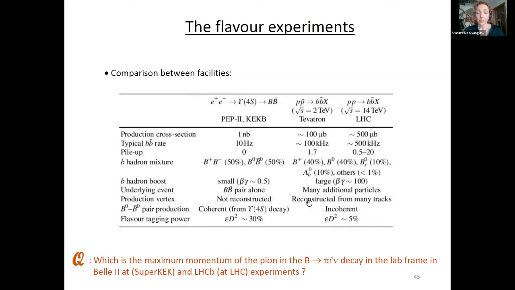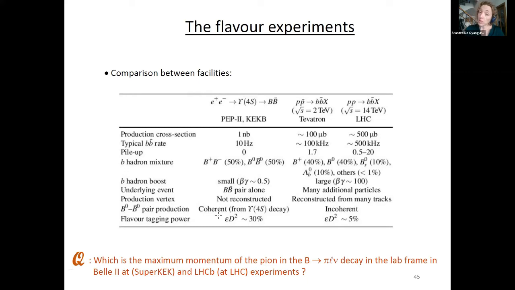And in the case of the production vertex, it is not reconstructed in the case of the epsilon 4s. In the other case, in the proton-proton, you can see it and reconstruct it from many other tracks.